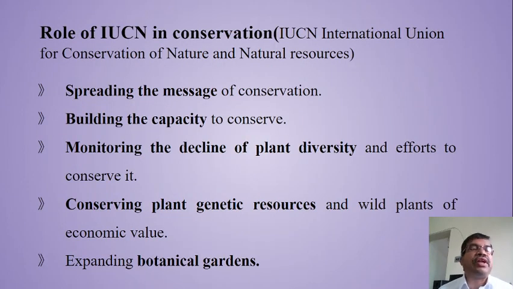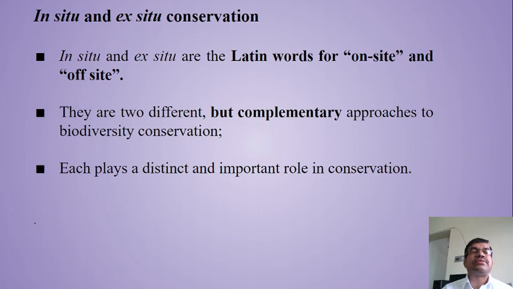And we need to protect biodiversity. So what is the role of IUCN in conservation? IUCN is the International Union for Conservation of Nature and Natural Resources. It spreads the message of conservation. It builds the capacity to conserve. It monitors plant and animal diversity. It also conserves plant genetic resources, and it expands botanical gardens.